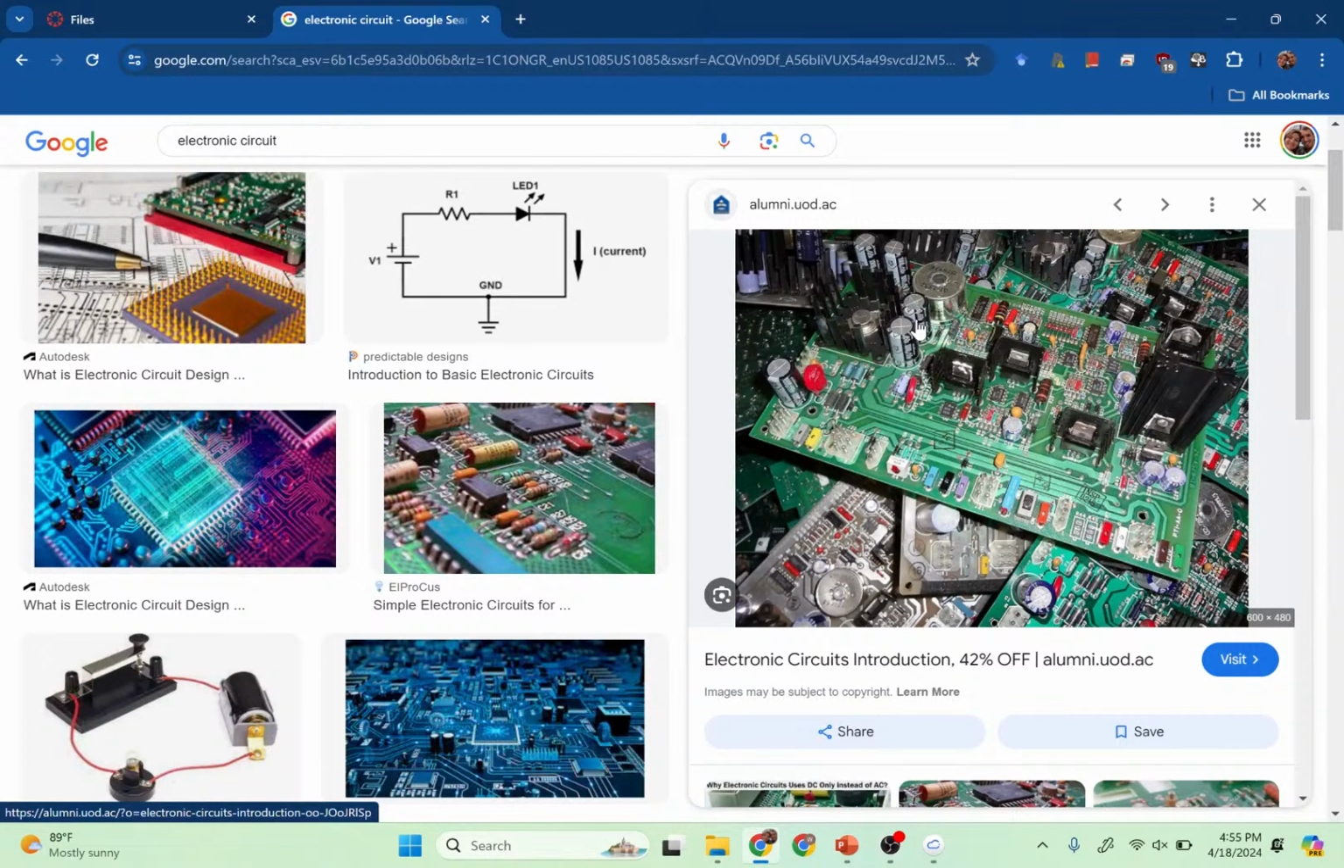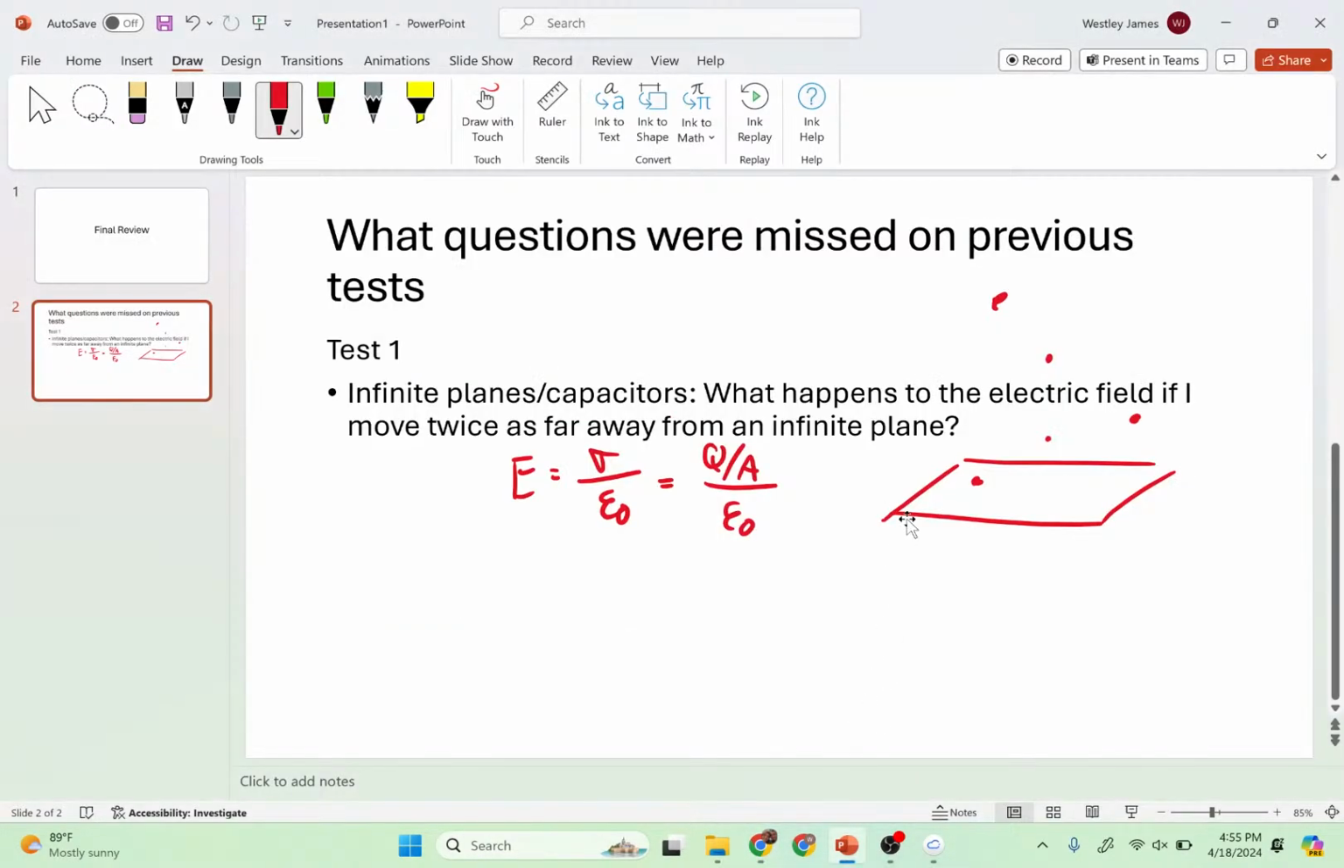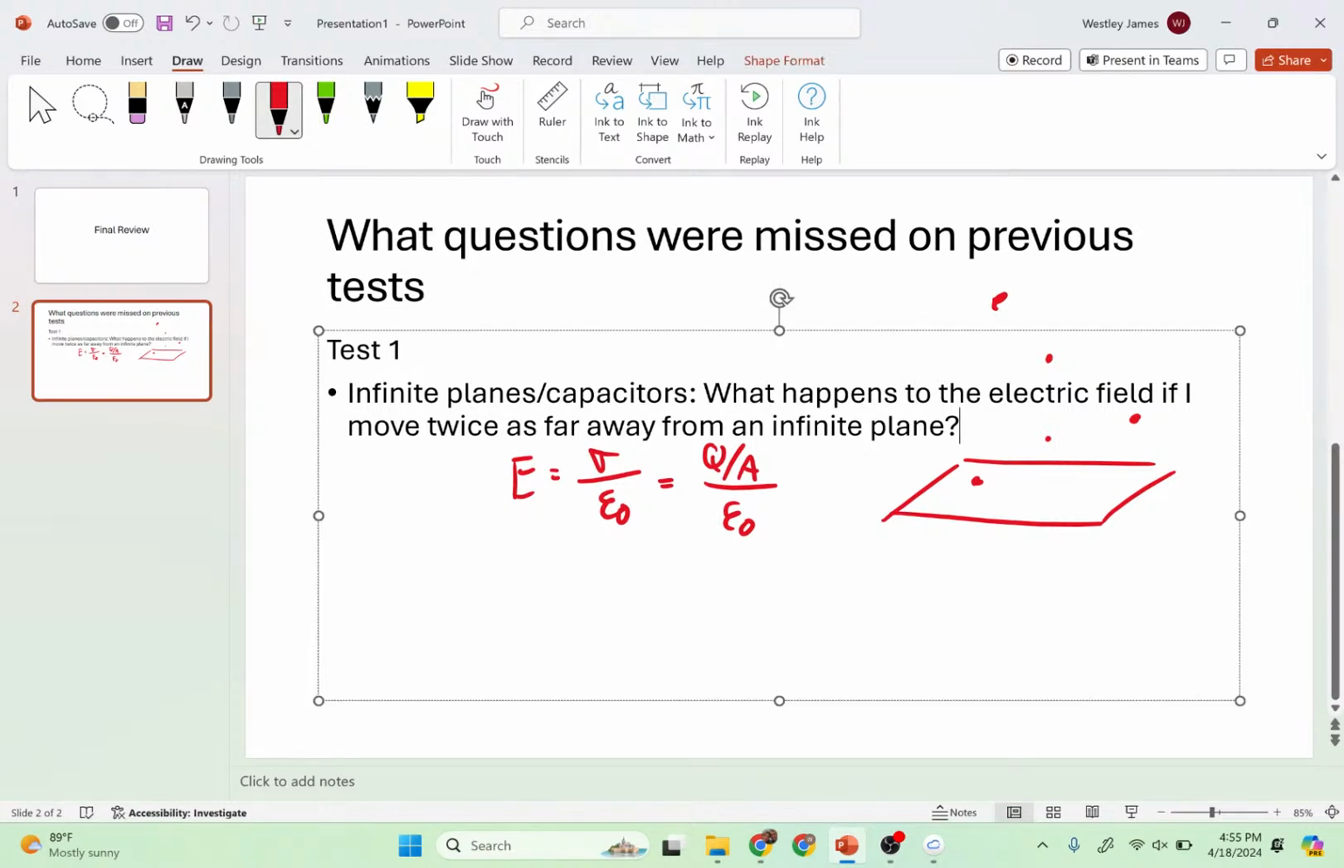They're very, very important to how electronics work. They're in every single piece of electronics, basically. Some of the smaller circuits are hard to tell, but generally they're there. So, whether or not you mess with electronics, it is a key part of electronics. So, to that end, the infinite plane is very, very important. All right, what else was missed?